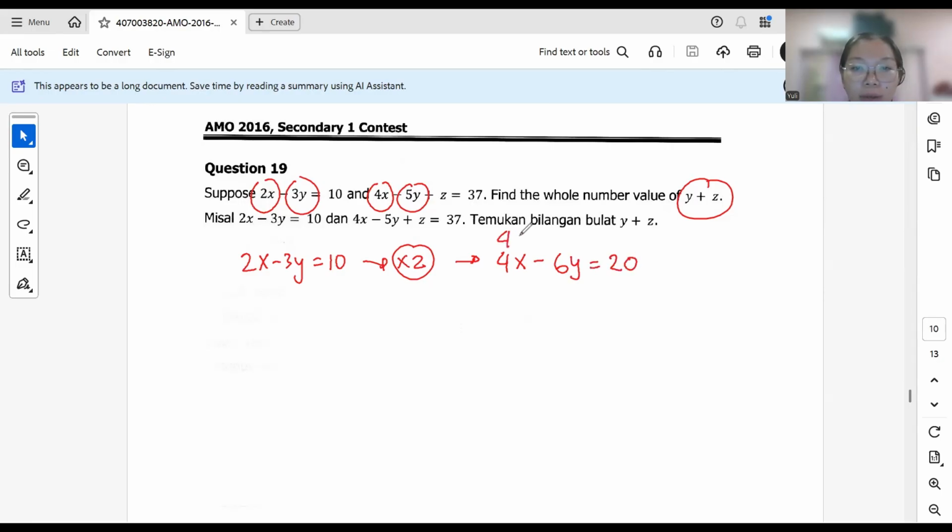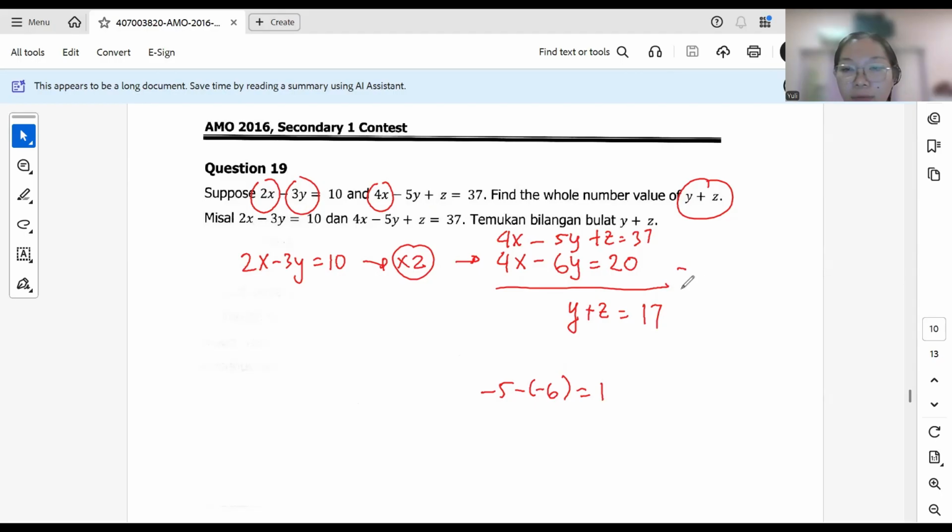I will write here for X, Z is 37. Then you eliminate. So from this one, you will get minus 5, minus 5, minus 6. So you will get 1. Z equals to, there, you have the answer. The answer is 17.